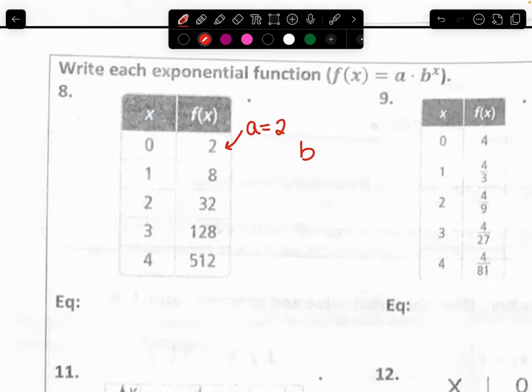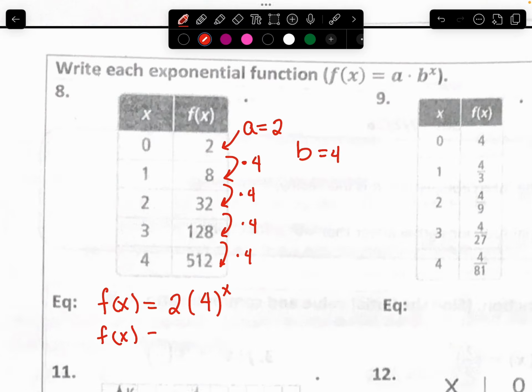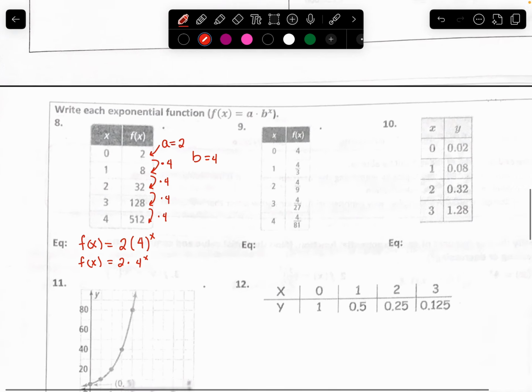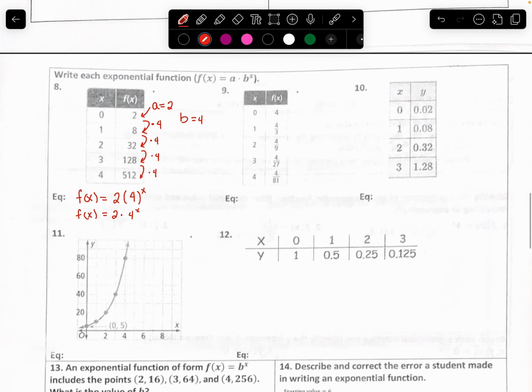And then b, what is happening each time? We are going to be multiplying by 4. So b equals 4. So now we just write our formula. f of x, we start with the a value, and then we put parentheses 4 to the x. Or another way you could write it is f of x equals 2 times 4 to the x. That's all you're doing here. It is challenging. I want you guys to think about it. We will check it. The sub should be checking you guys as you go through it. It is due at the end of class.